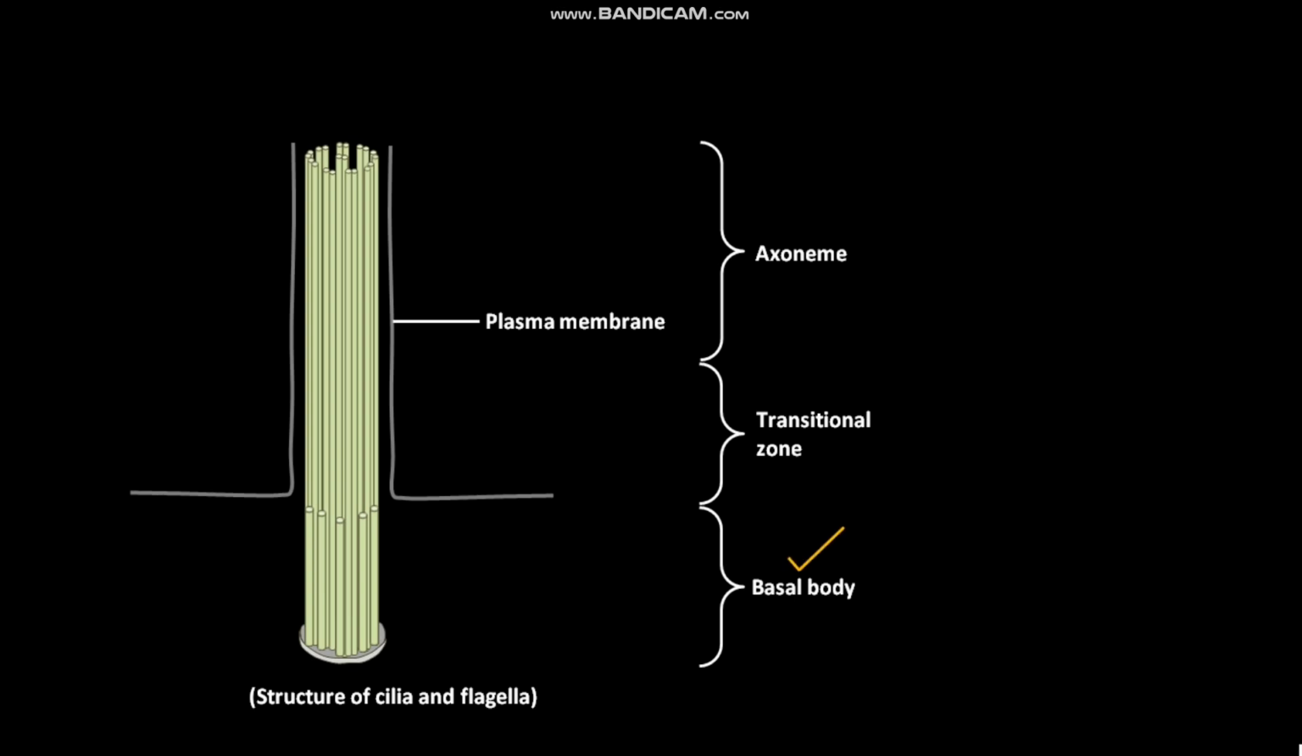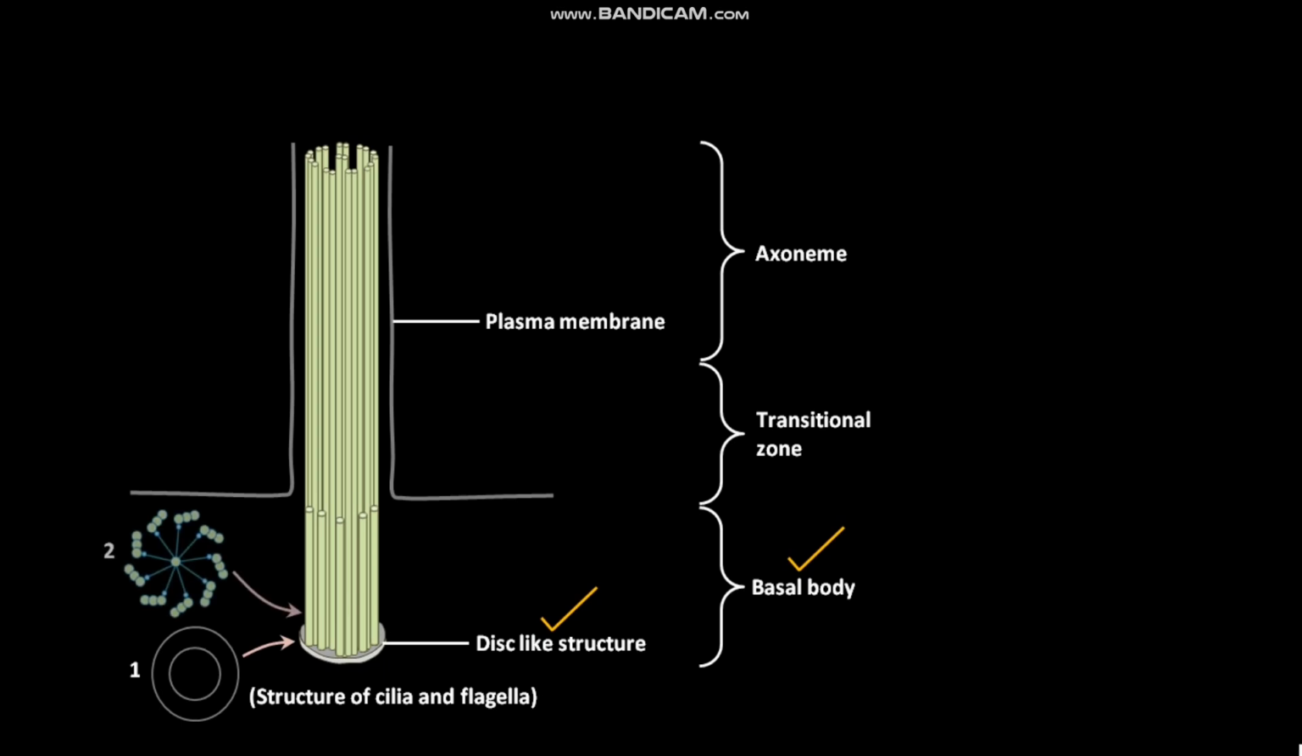Basal body consists of a disc-like structure. The transverse section of this disc-like structure looks like this. If we take the transverse section of basal body, then it will look like this. From this transverse section, we can see that basal body contains 9 triplet microtubules.